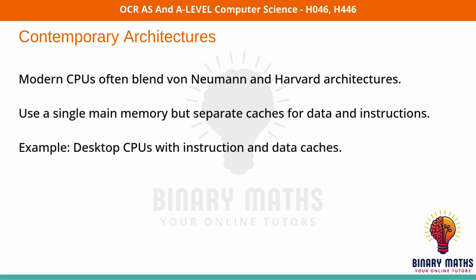Modern CPUs often blend aspects of both von Neumann and Harvard architectures. For example, desktop CPUs use a single memory but have separate caches for data and instructions. This hybrid approach combines the simplicity of von Neumann with the efficiency of Harvard.